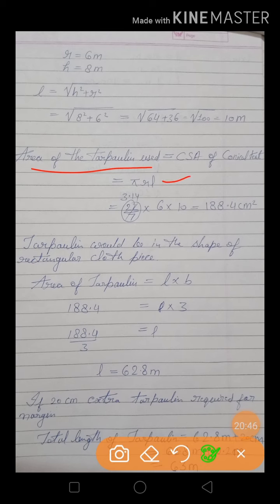So curved surface area of the conical tent is pi r L. So in place of pi we shall not write 22/7, we shall write 3.14 because it is given in the question. Now radius is 6 and slant height is 10. We shall solve this, and the area of tarpaulin used will be 188.4 meter square.